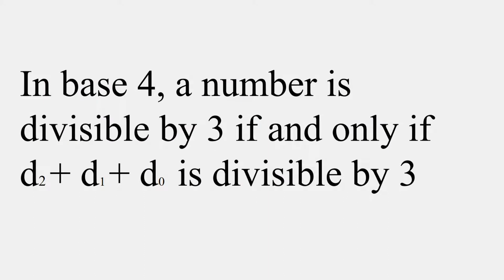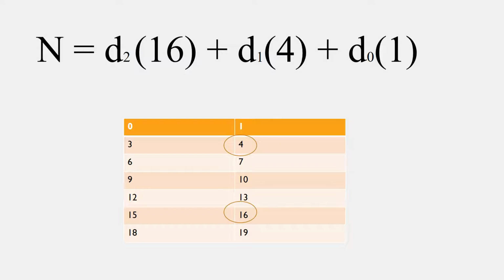Our claim is that in base 4, a number is divisible by 3 if and only if d2 plus d1 plus d0 is divisible by 3. Much like proving the other one, to prove this one, we are expanding the notation. So d2 multiplied by 16 plus d1 multiplied by 4 plus d0 multiplied by 1. And you can see that 16 and 4 are both congruent to 1, and so you can end up replacing these with 1.